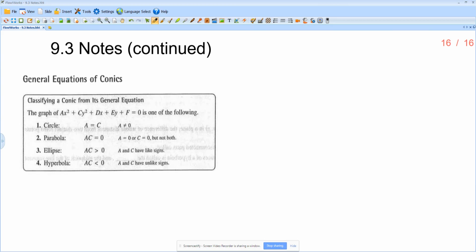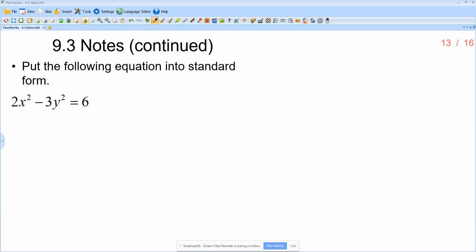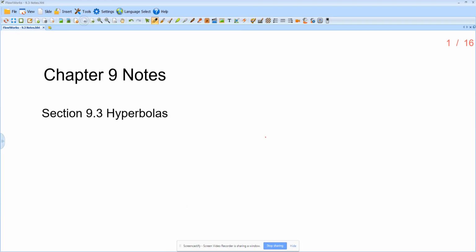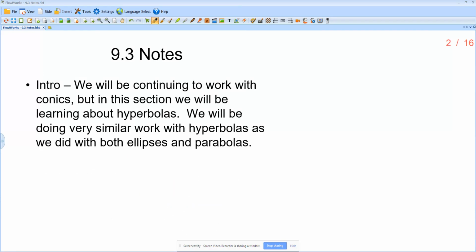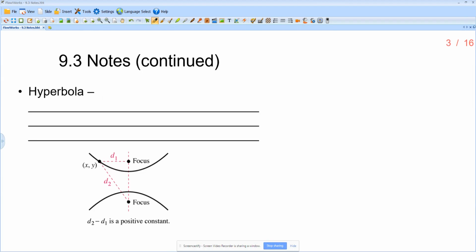So first, oh, well, I went all the way to the last slide. So let's just go back real quick. Sorry about that. What we're going to be continuing working on is conics. We're talking about hyperbolas. It's again very similar to ellipses, not as similar to parabolas. It's almost identical to ellipses though.